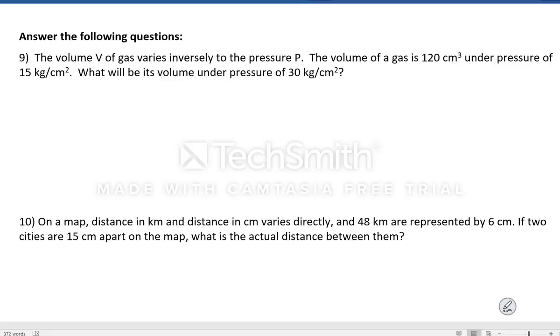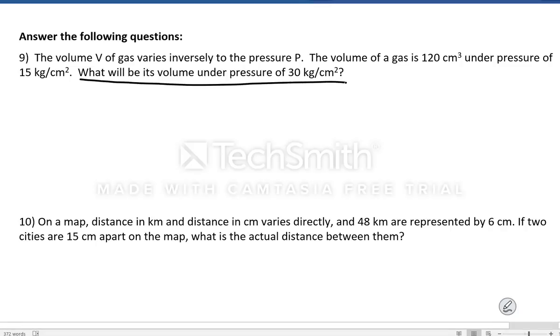So number 9 is asking us what will be its volume under pressure of 30 kilograms per centimeter squared. And then number 10, it says what is the actual distance between them. So I don't want to find, you're not going to get graded on finding the K and all this other stuff. You're going to actually have to find the value. You're going to have to find K no matter what, but it's not going to be asking you for that.